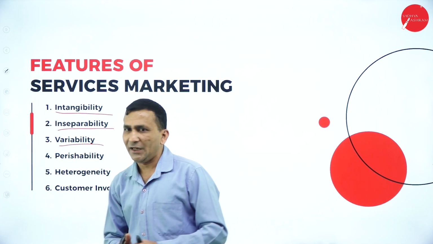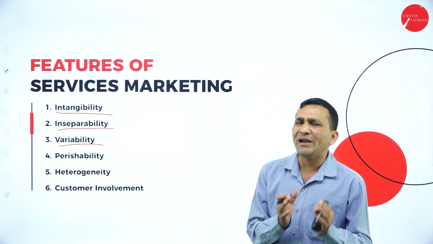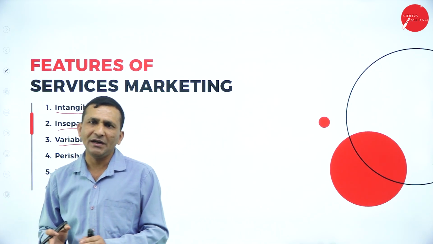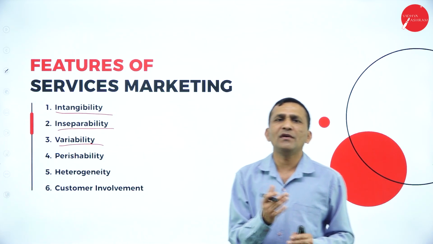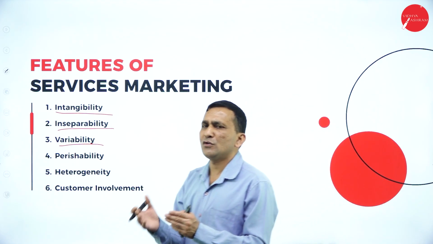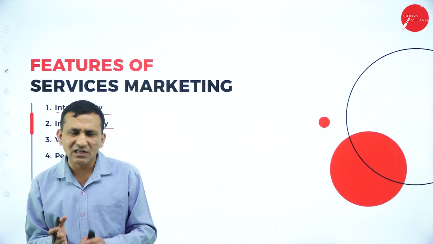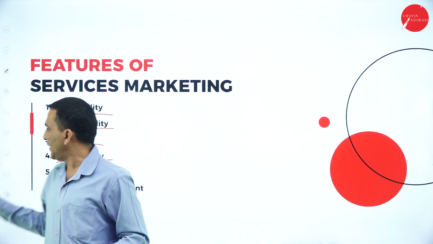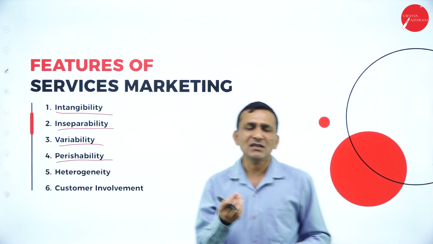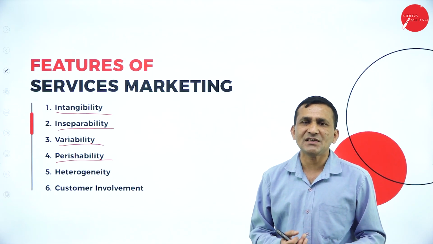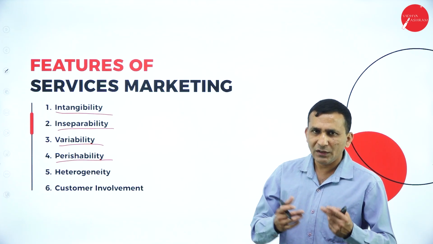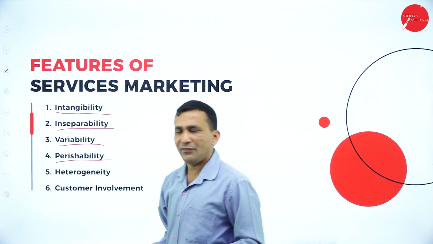Next, variability. Each and every time you get a service, we find some variations. For example, if you go to a 3-star restaurant, a 4-star restaurant or a 5-star restaurant, the service is completely different. Next, perishability. Perishability means the life of the service. When you expect service from a service provider, your participation and involvement are very important, which relates to perishability.